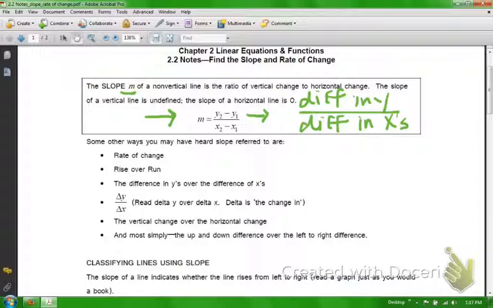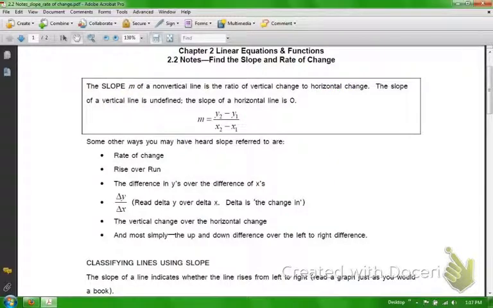There's a lot of different ways you're going to hear it spoken of in math. You will hear it's the rate of change. You will hear the rise over run. Sometimes you'll hear it referred to as the difference in y's over the difference in x's. If you were in any science classes, this one may be familiar. Delta y over delta x, or the change in y over the change of x. It's the vertical change over the horizontal change. And if you really get desperate and you have to remember this somehow, it's the up and down difference over the left and right difference. But hopefully we can move beyond that pretty quickly.